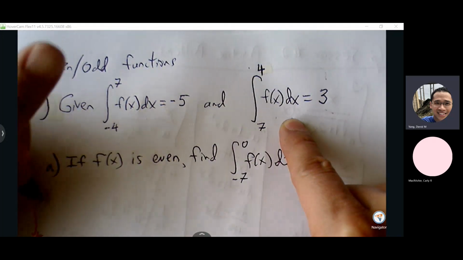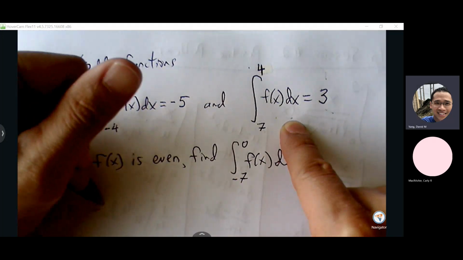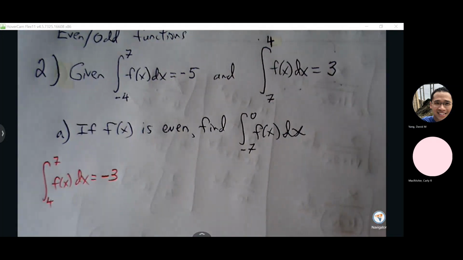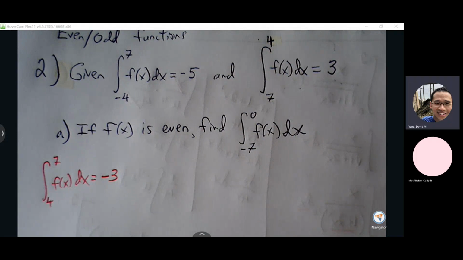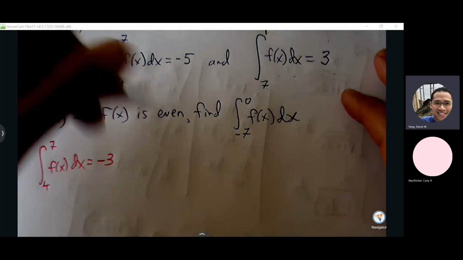So if I rearrange that, that's really the same thing as what? From 4 to 7 of f of x dx equals -3. I hope this works out and work this out all the way. Okay, so let's sketch that out from 4 to 7.